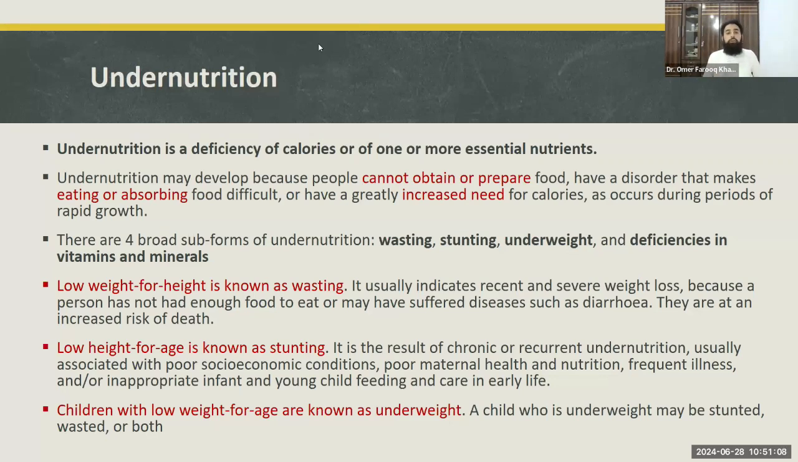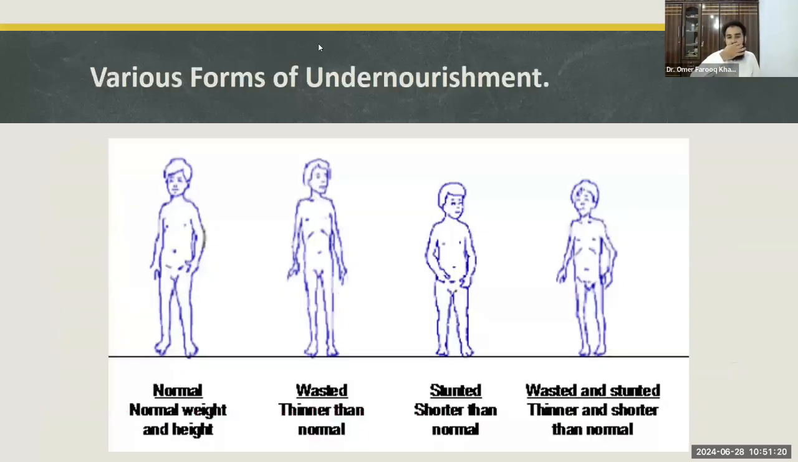So, the children with low weight for age are known as underweight. A child who is underweight may be stunted, wasted, or both. So various forms of undernourishment: first of all, on the most left side is a normal child, so a normal weight and height child. Then there is a wasted child whose height is normal, but he suffers from some acute illness or some acute malnourishment due to being stuck in some war zone, some famine area, some drought hit area. The person has suffered from acute malnutrition, but his bones will not erode, so his height will remain the same as normal people, but he will get wasted.